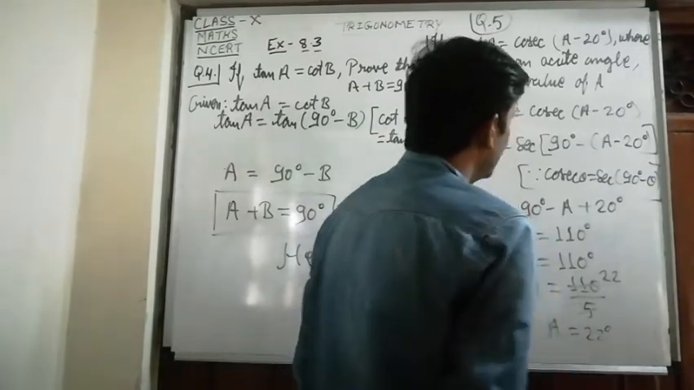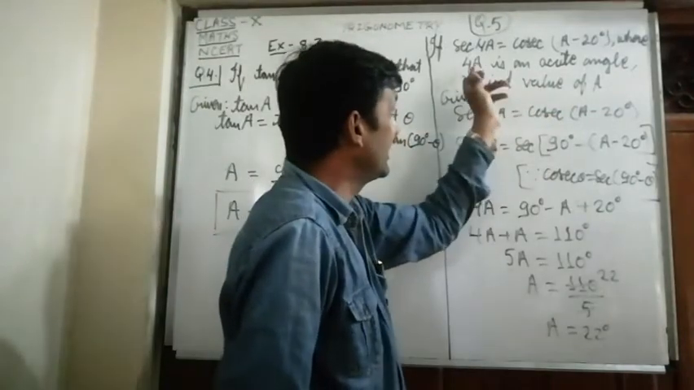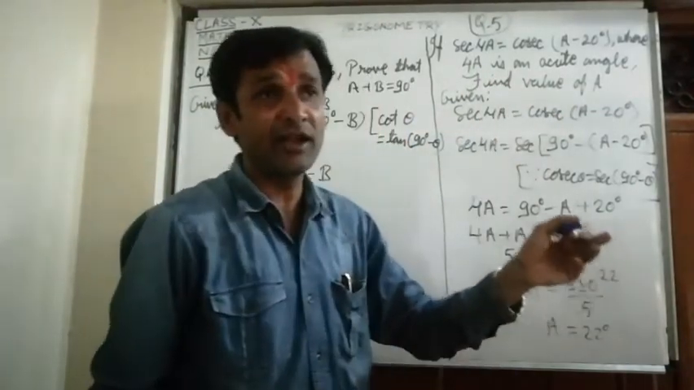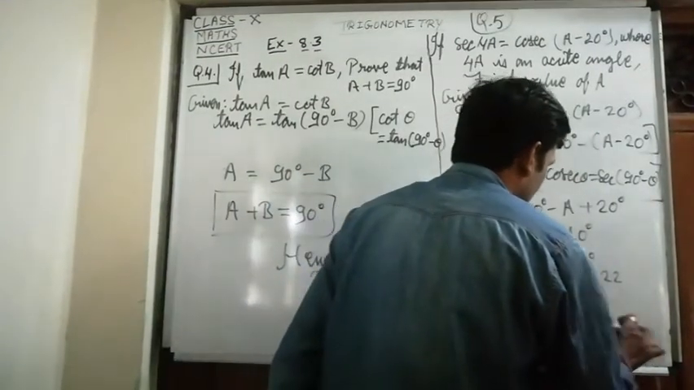See, here it is mentioned 4a is an acute angle, means 4 into 22 is 88. 88 degree is acute angle because it is less than 90 degree. So this is only our answer.